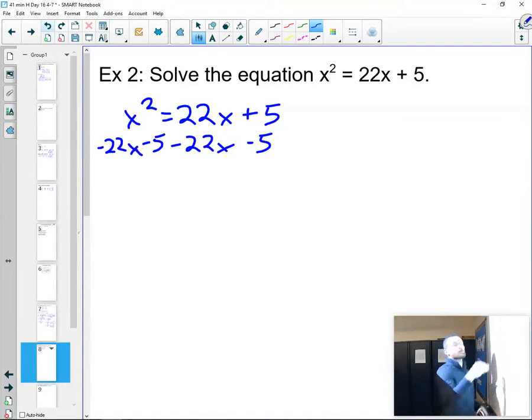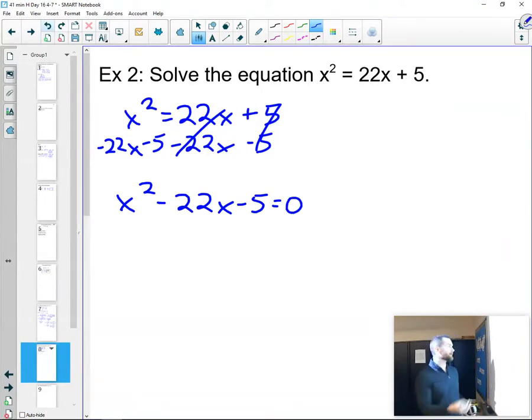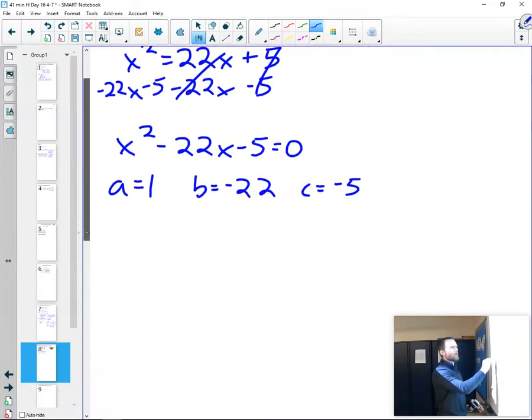Now you get the same answer if you do it the other way. I don't know, my OCD sort of kicks in when I see a negative in front. I want it to be positive. So we get x squared minus 22x minus 5 equals 0. Now we're ready for the quadratic formula. We can see that a equals 1, b equals negative 22, and c equals negative 5. If you don't need to write down that step, that's a good thing. I'm just showing all my work.